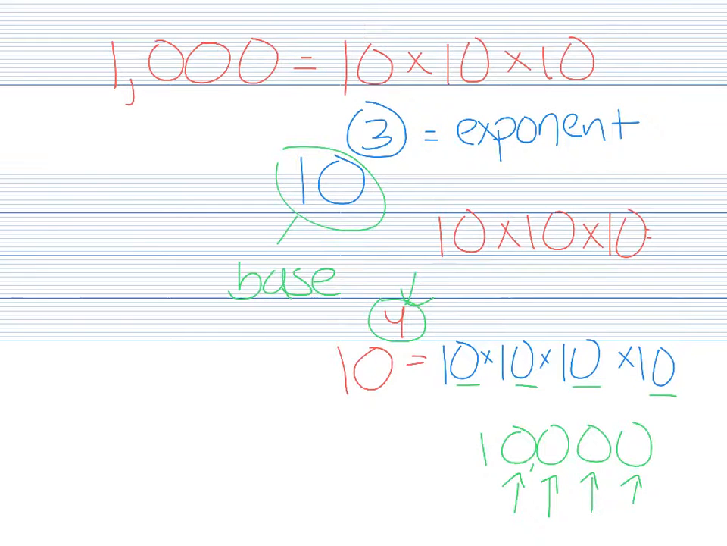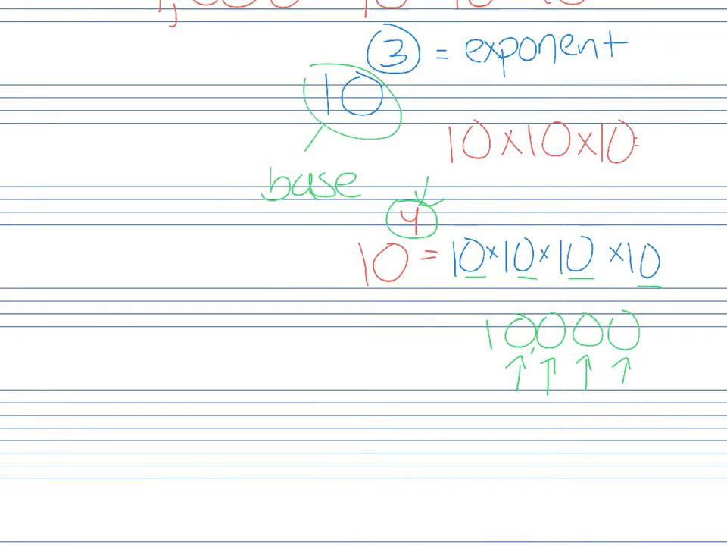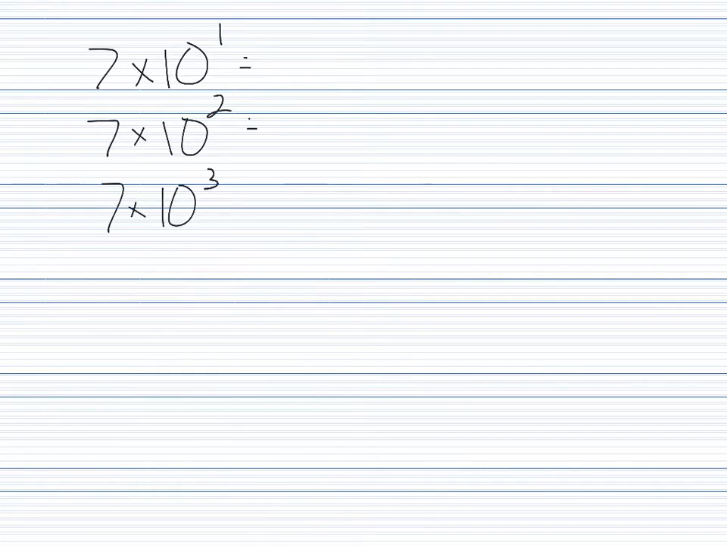So let's get started with the first one. For the first one, it says find each product. So we have 7 times 10 to the first power. Then we have 7 times 10 to the second power. And then 7 times 10 to the third power. And then 7 times 10 to the fourth power. On the left side, let's get started.